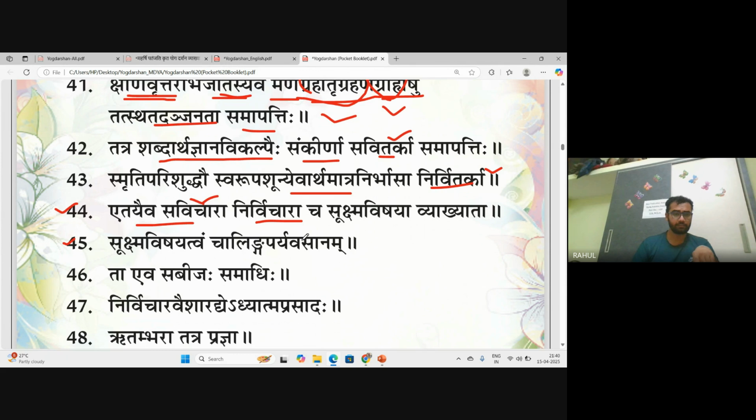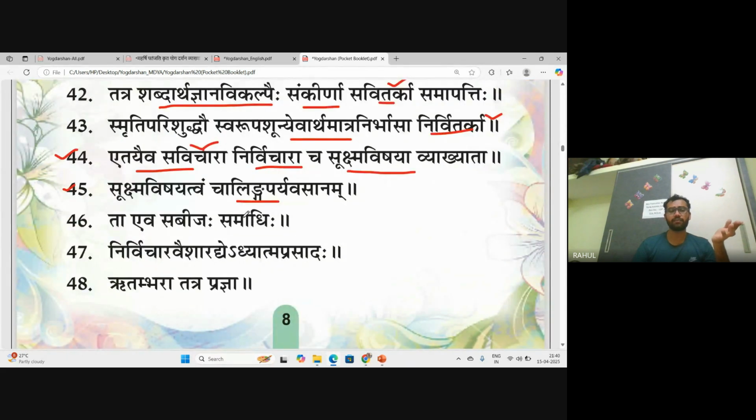Till the Sukshma. How long the Sukshma? Till the Prakriti. And these which we discussed previously, Savitarka, Nirvitarka, Savichara, Nirvichara, are the Sabija Samadhi. Sabija meaning the root cause is still present here. What is the fruit of the Nirvichara Samadhi? Adhyatma Prasada. He will get spiritual knowledge.